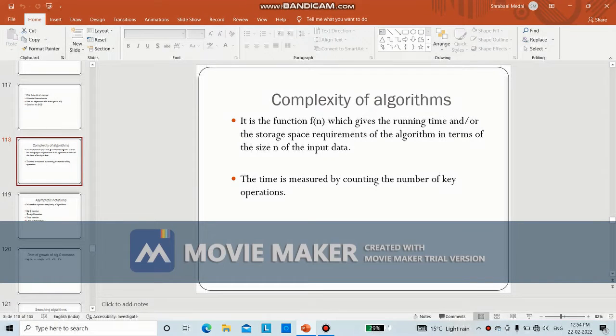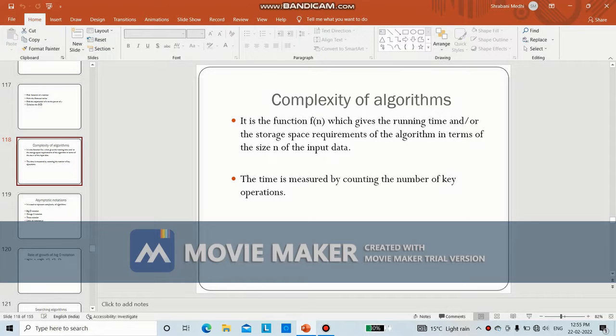Welcome everyone. Today we are going to discuss the complexity of algorithms. Now what do we mean by complexity? Suppose we have one algorithm. Now obviously we would like to know how the algorithm is performing. What is the performance of the algorithm? In order to find out the performance of the algorithm, we need this complexity. We need to find out the complexity of the algorithm.